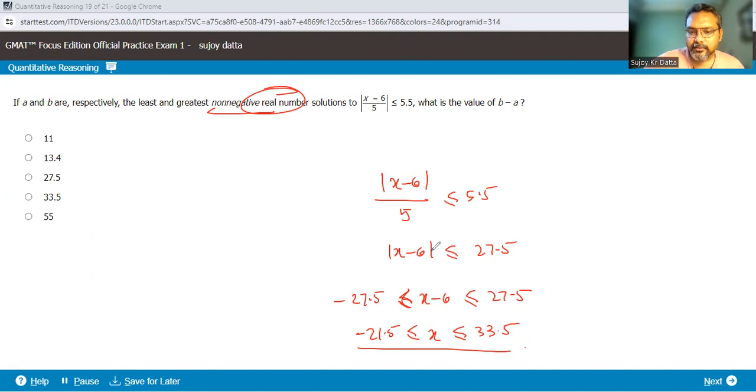real number, not integers. Okay. So the greatest solution would be 33.5. Okay. Because that's the highest. And since non-negative is there, the least solution would be 0. So they are asking, sorry, A and B are the least. A is the least, sorry. So A would be 0 actually, and B would be 33.5. They're asking what is B minus A, so that's 33.5. So that's the fourth option.